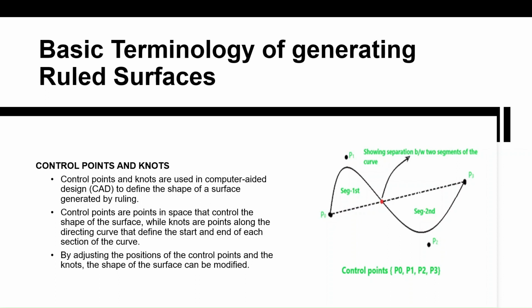And the interesting thing about control points and knots is that by adjusting the positions of the control points and knots, the shape of the ruled surface can be modified. Suppose you update the position of a control point to somewhere here, then the curve will be this, and the ruled surface will be this way. So we can make many changes to the ruled surface with the control points and knots.